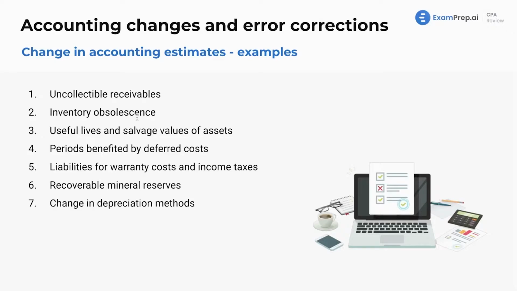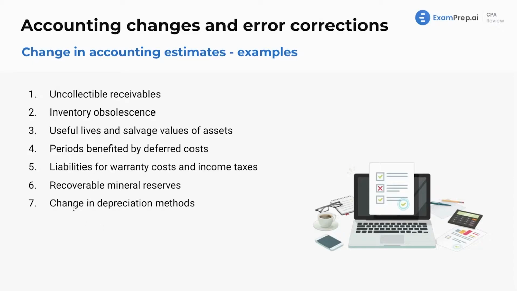Inventory obsolescence, maybe your iPhones that you were carrying as inventory, if you're an electronics store, they decline in value much faster than you thought they would. Useful lives and salvage value of assets, we talked about that one. Periods benefited by deferred costs. So if your costs that you defer, that you don't pay yet, are not going to benefit as many periods in the future, like prepaids and accrual-based costs, liabilities for warranty costs and income taxes, recoverable mineral reserves, and change in depreciation methods.